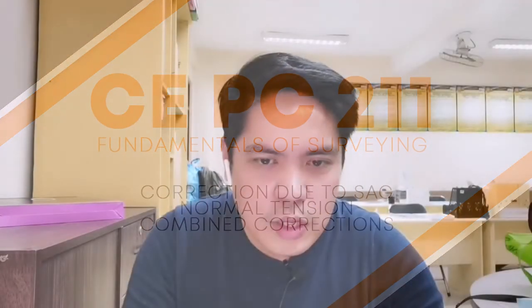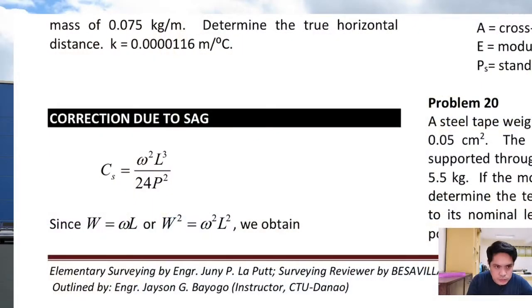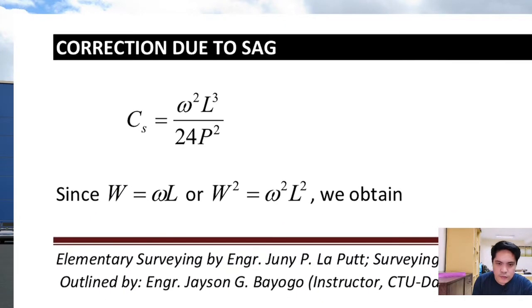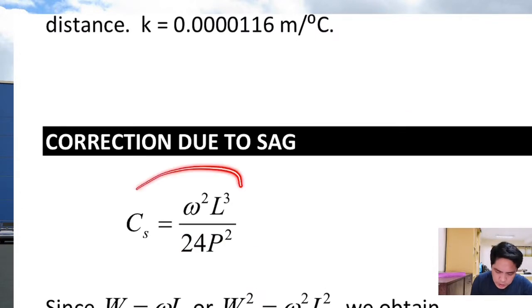Now to continue with our discussion, we will now discuss corrections due to sag. Okay, so for correction due to sag, this is the formula. Looking at the formula, this is actually similar to the formula for deflections of beams.